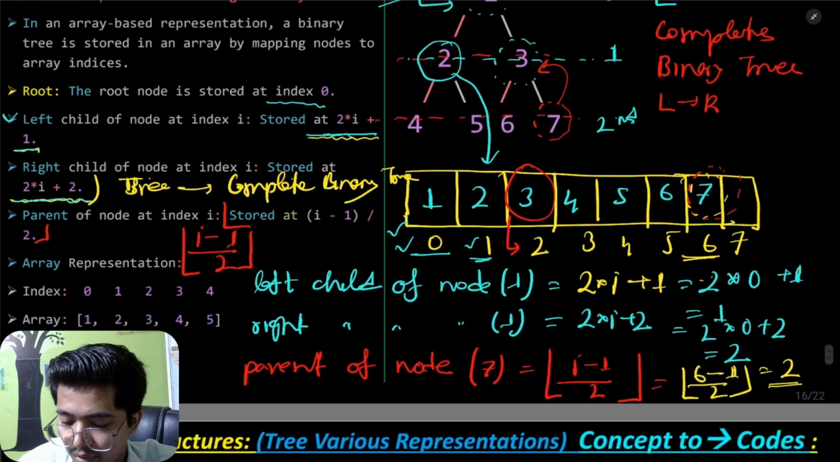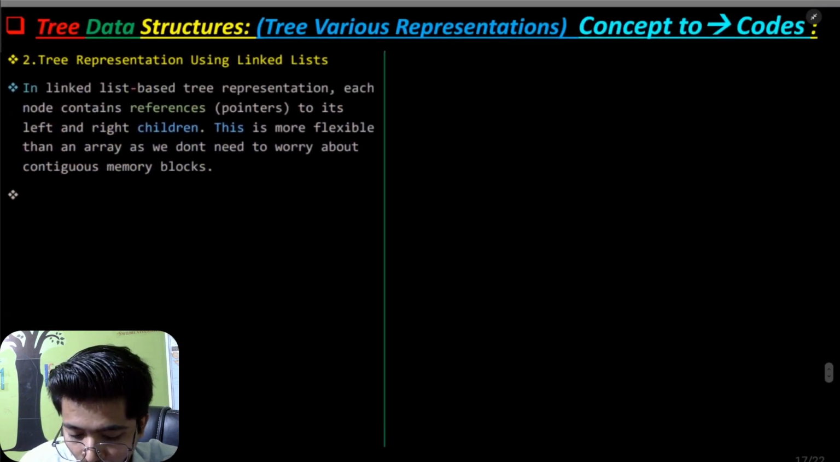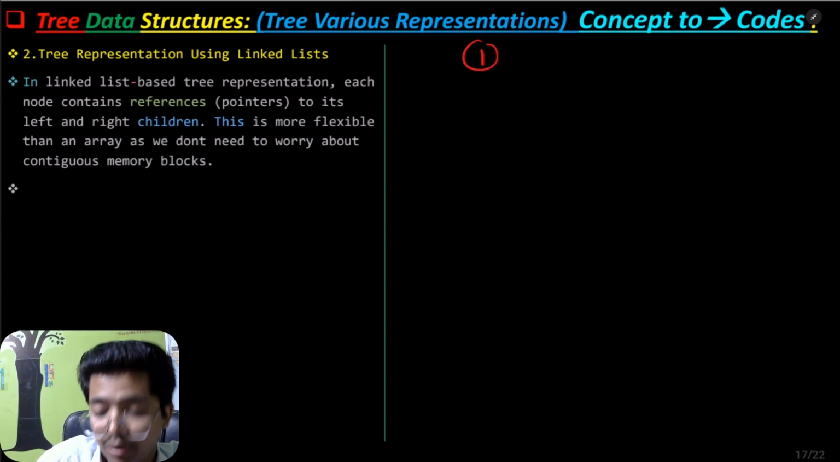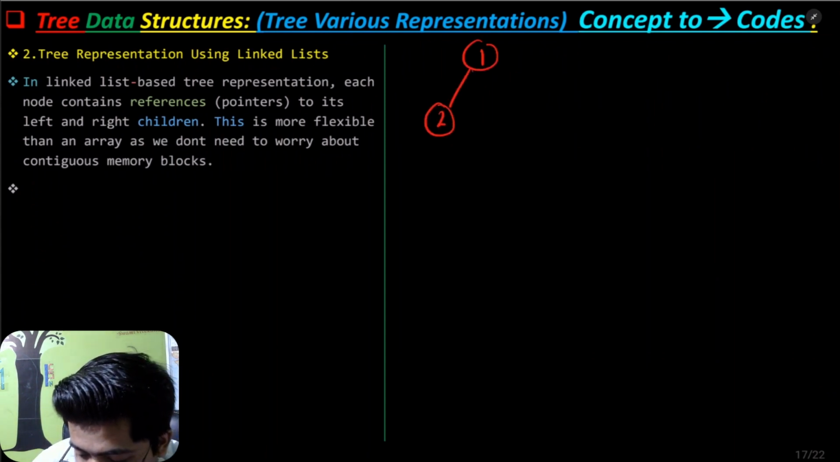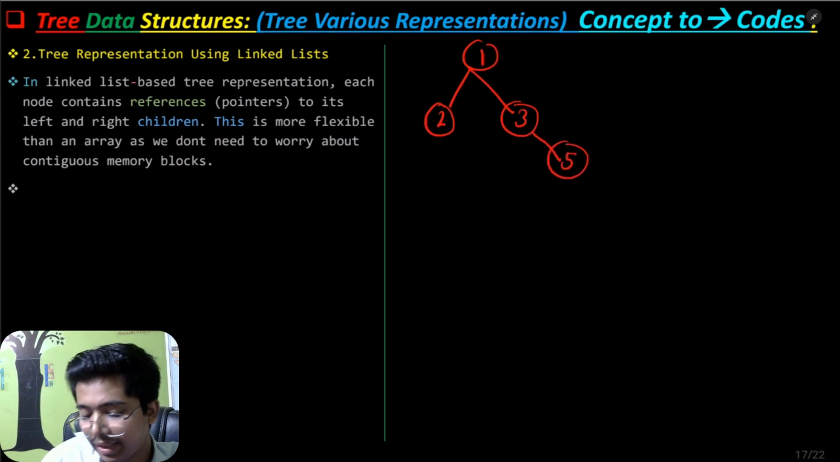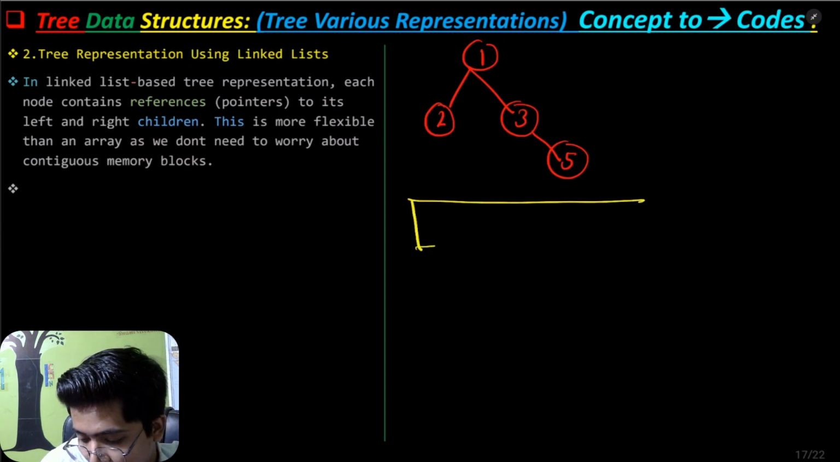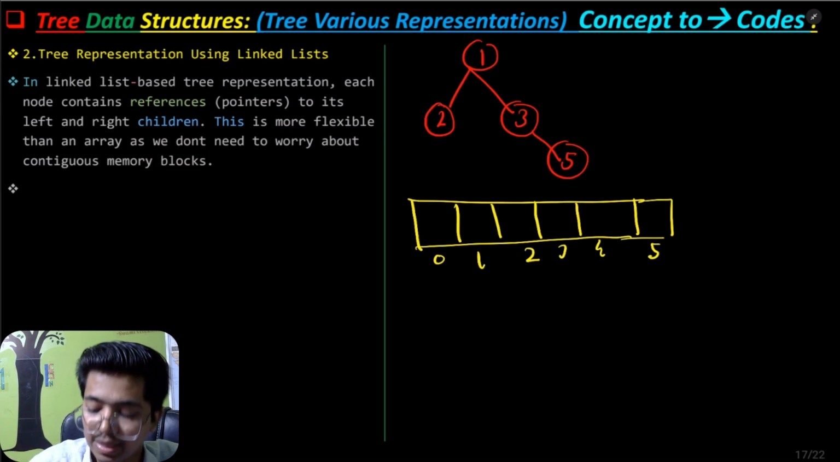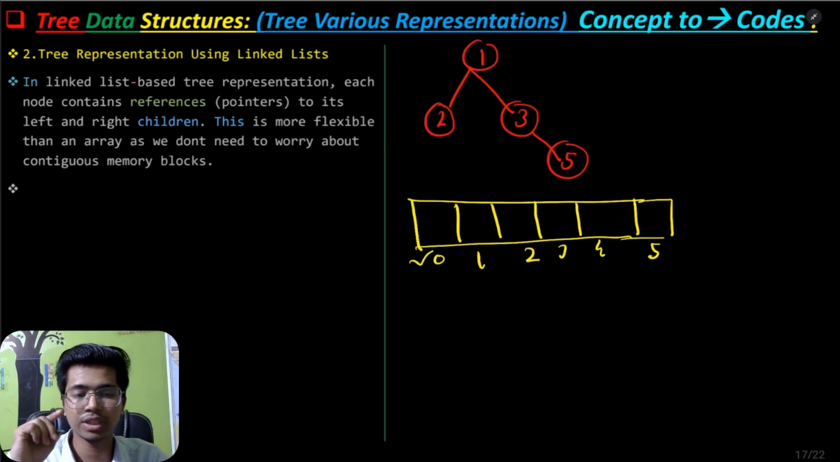Suppose let's take another example of any tree. Let's call it 1, 2, 3, and here is 5. Can I represent it like this? The question might arise in your mind whether I can represent it as the array 1, 2, 3, 4, 5 with indexes 0, 1, 2, 3, 4, 5. One thing to remember is that we will always take the index starting from 0, because we are programmers.